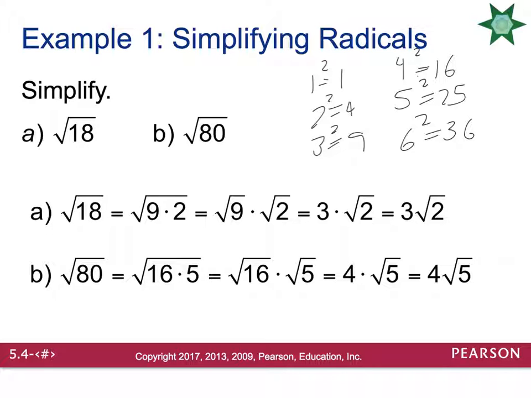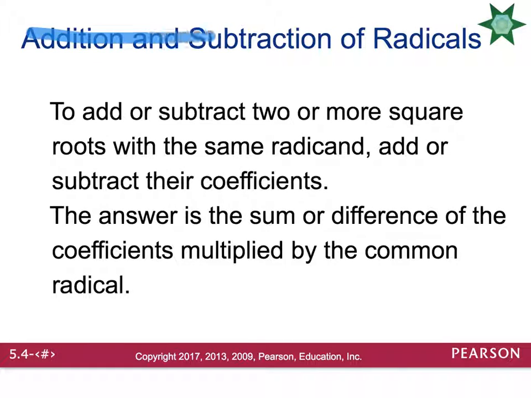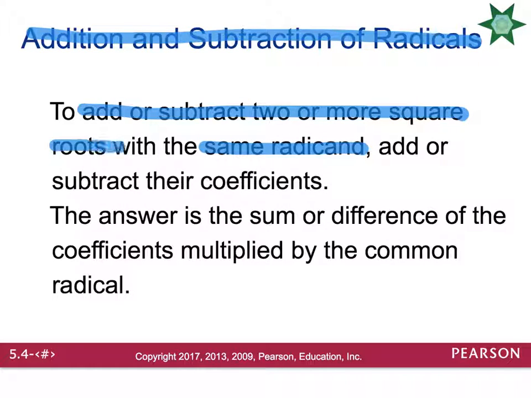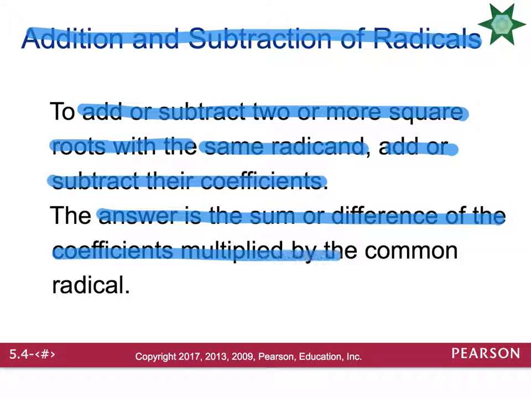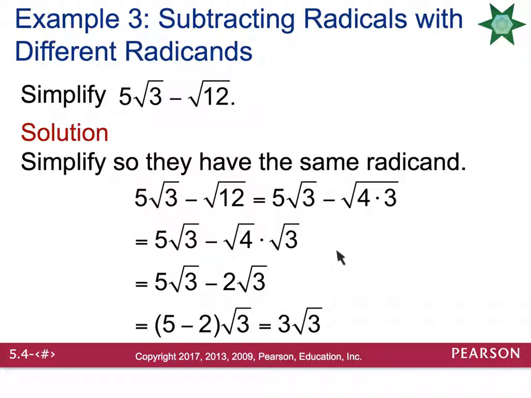Okay, let's talk about addition and subtraction of radicals. If we have the same radicand, like the square root of 5 or the square root of 3, to add or subtract two or more square roots with the same radicand, just add or subtract their coefficients. The answer is the sum or difference of the coefficients multiplied by the common radical. Okay, so let's see what that means.